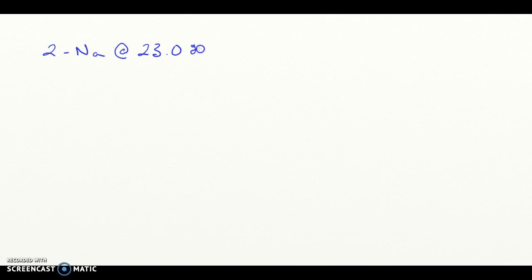All right, so starting up here, we have 2 sodiums, and each sodium is 23.0 grams per mole. If there are 2 of them, we multiply 23 times 2, which gives us 46.0 grams per mole. That's just for the sodium. Sodium's done.